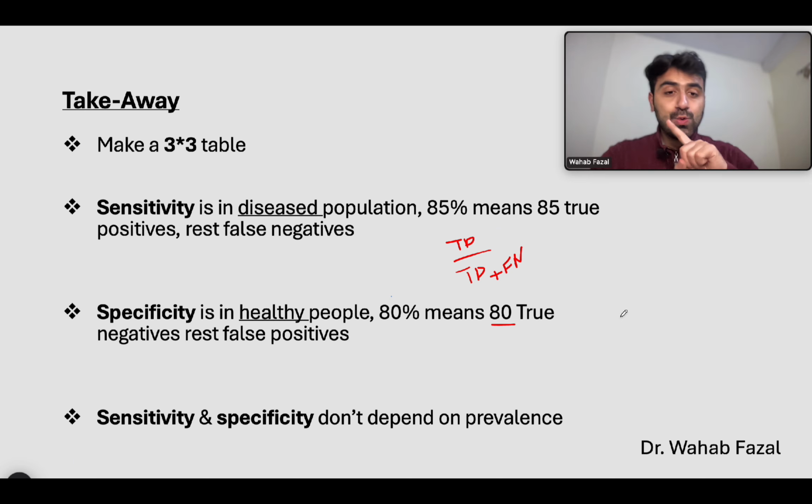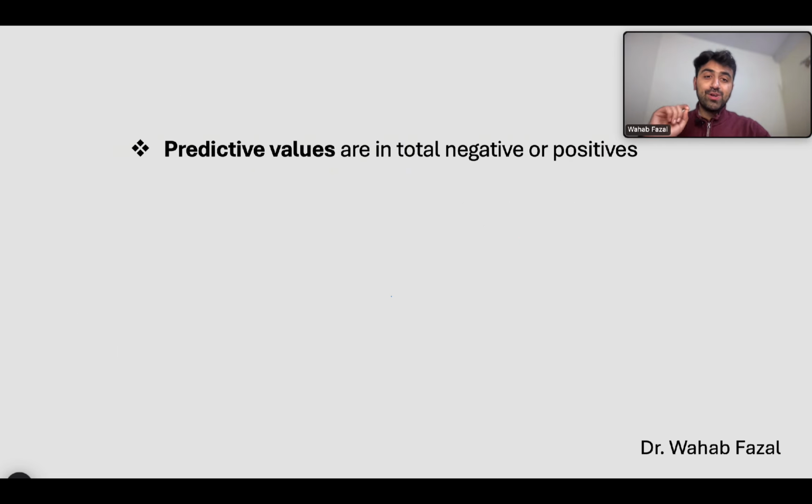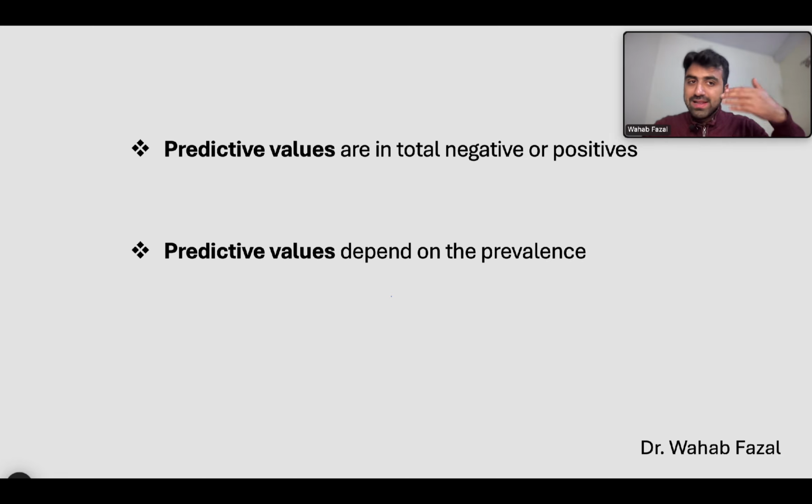Sensitivity and specificity do not depend on prevalence. These are inherent values of the test itself. They do not change with the amount of diseased people in one particular population. A test is not more sensitive just because it's being practiced in a different place. Predictive values are in total positives or total negatives, meaning when we talk about positive predictive value, it has those two P's. So therefore its denominator will have TP plus FP and the numerator will of course be true positives. Negative predictive value will then again have TN over TN plus FN, those two N's, remember that.